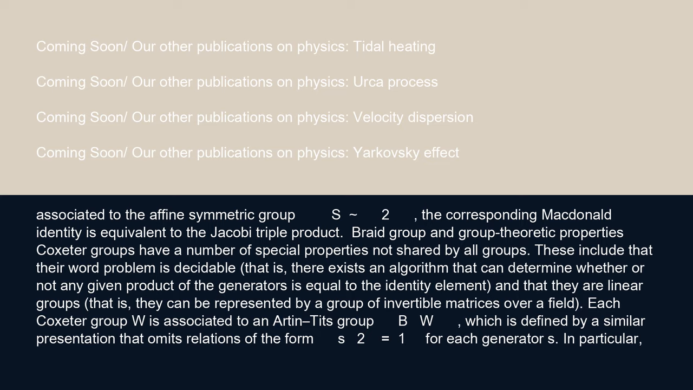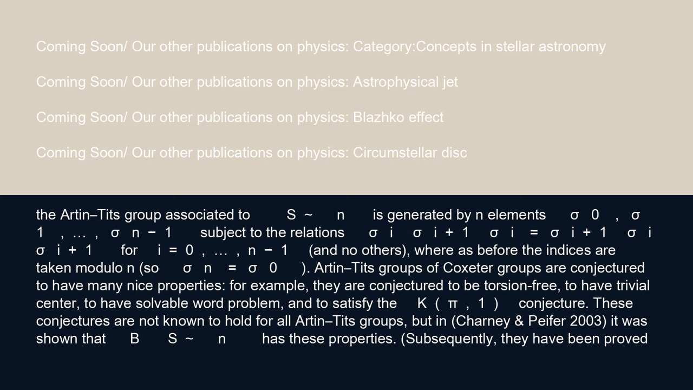Each Coxeter group W is associated to an Artin-Tits group B_W, which is defined by a similar presentation that omits relations of the form s^2 = 1 for each generator s. In particular, the Artin-Tits group associated to S_n is generated by elements sigma_0, sigma_1, ..., sigma_{n-1} subject to the relation sigma_{i+1} sigma_i sigma_{i+1} = sigma_i sigma_{i+1} sigma_i for i = 0, ..., n-1, and no others. Whereas before, the indices are taken modulo n, so sigma_n = sigma_0.